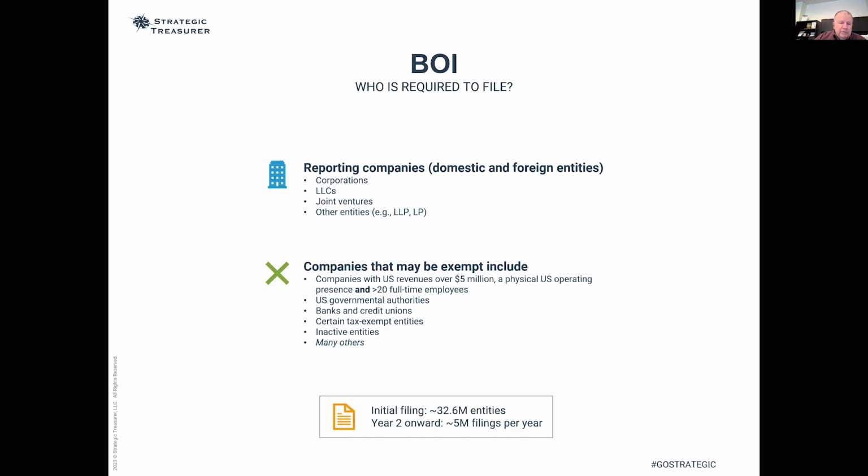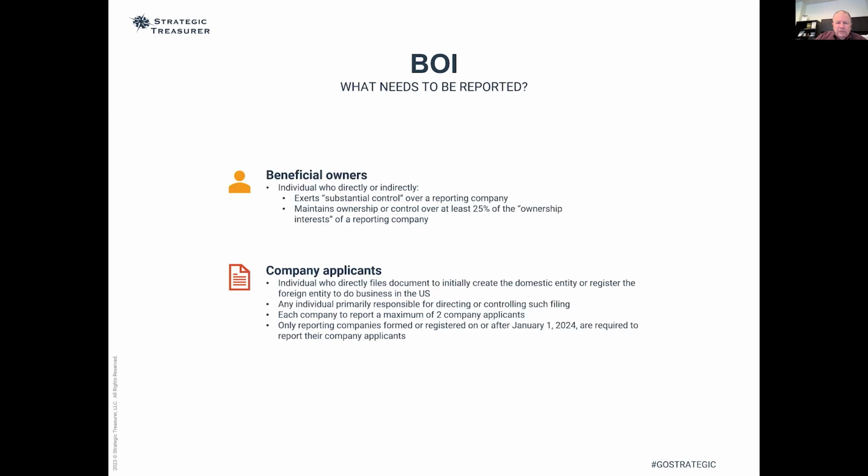So from a BOI perspective, there are a lot of companies that are exempt, and a lot of smaller companies, particularly LLCs and limited liability partnerships, that can be included. They may be excluded, but they can be included, and it requires some work to look at that. So what needs to be reported?